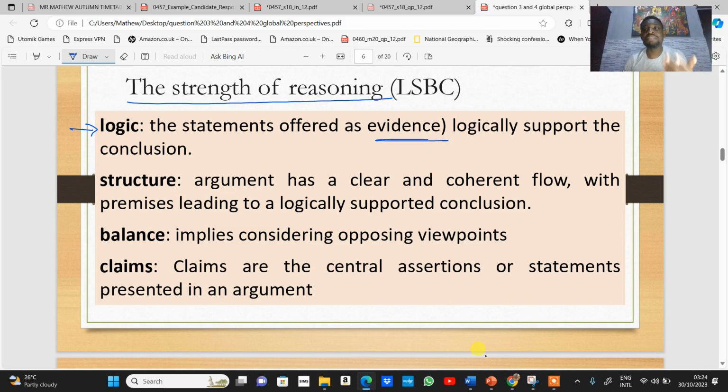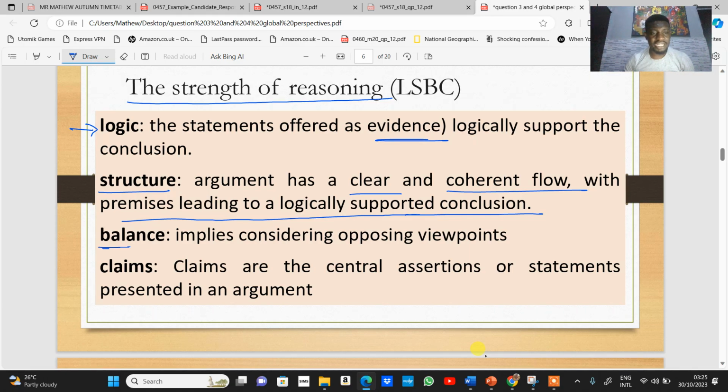That you'll be able to tell me if their statement is actually logical. You look at the structure of the argument. Does it have a clear and coherent flow with premises leading to a logically supported conclusion? That's the structure. Is it coherent? Does it have a smooth flow? Does it follow a unique pattern?